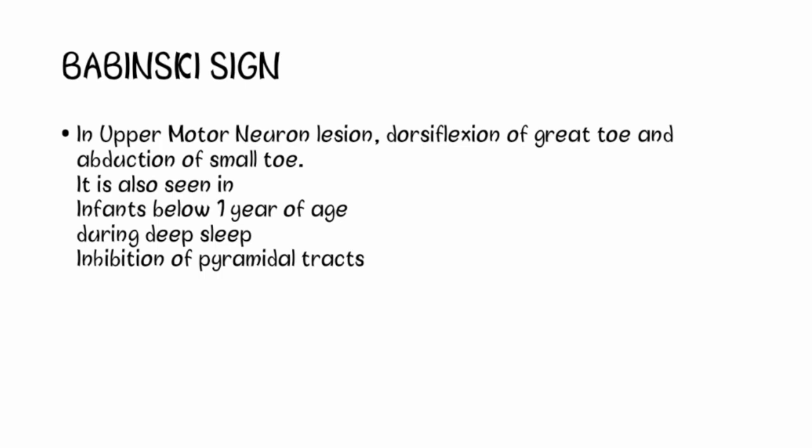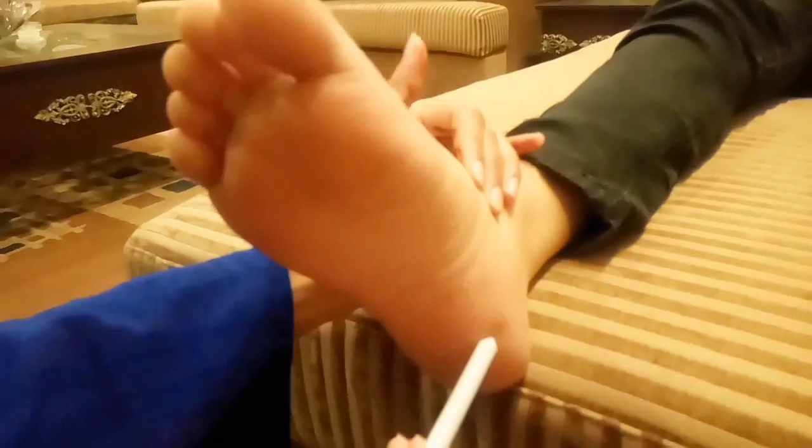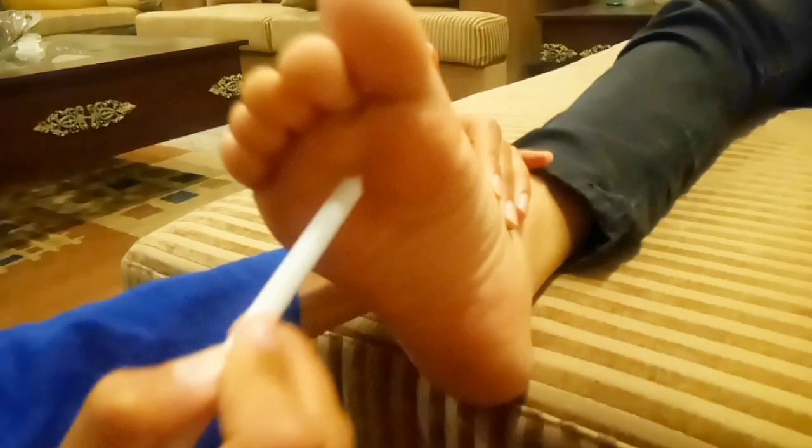It can indicate upper motor neuron lesion or damage to the central nervous system, such as the brain or spinal cord. But it can also be physiological, as it is seen in infants below 1 year of age because of the myelination that is occurring throughout the first year of life. Then it can also be physiological or normal during deep sleep and inhibition of the pyramidal tracts. Now, to assess the Babinski sign, use a blunt instrument such as the handle of a reflex hammer to stroke the sole of the foot from heel to the base of the toes. A normal response is for the toes to curl downwards.